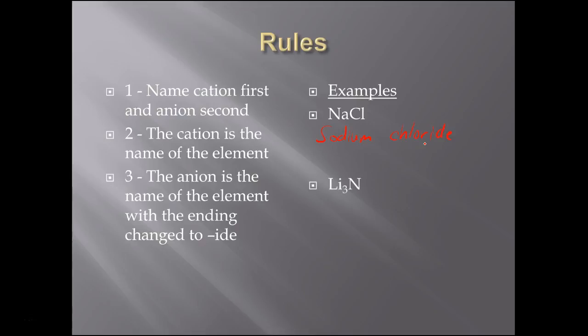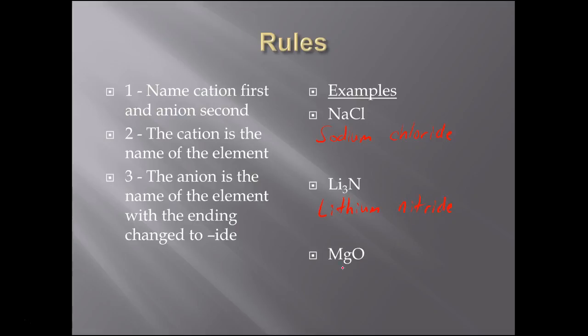Our next example, Li3N. Well, let's name our first element. And remember, we don't need prefixes because this one is ionic. It's a metal and a non-metal. So we have lithium. And then our anion is nitrogen, so we want to change the ending to -ide. So it's going to be lithium nitride.